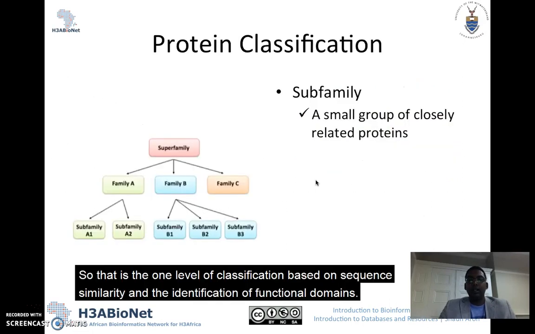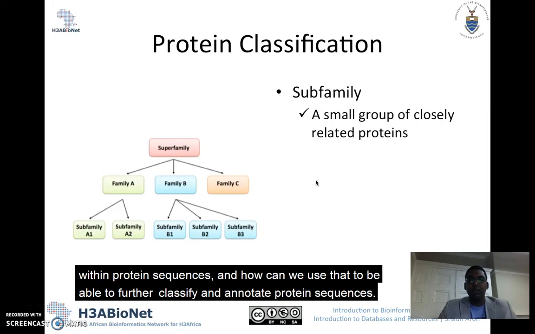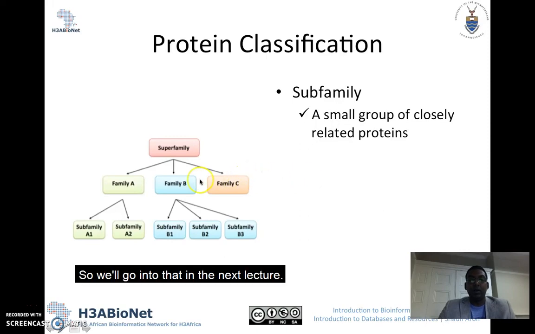Okay, so that is one level of classification, based on sequence similarity and the identification of functional domains. Now I want to go on and speak a bit about what these different functional elements are that we are able to identify within protein sequences, and how we can use that to further classify and annotate protein sequences. So we'll go into that in the next lecture.